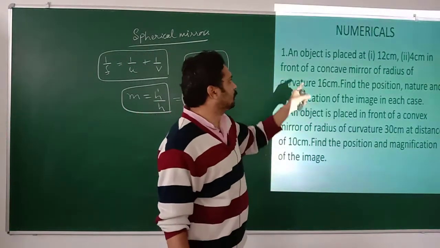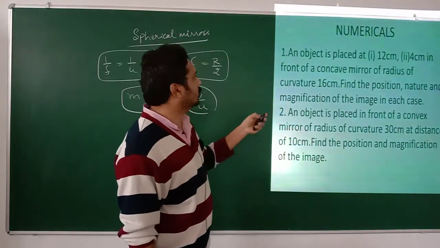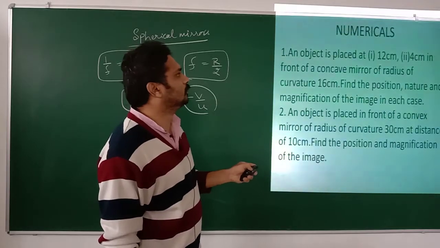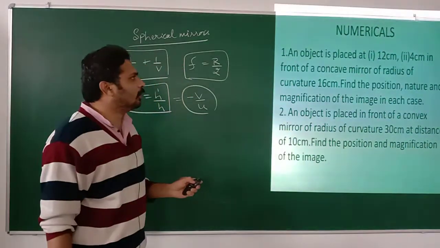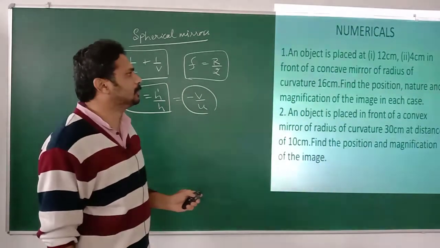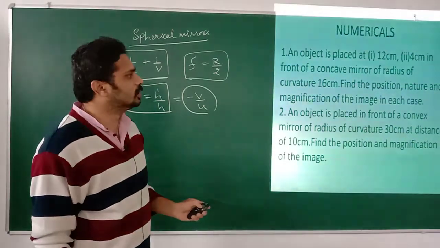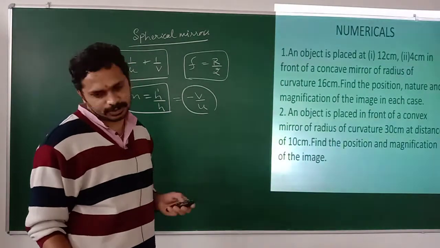To discuss, the first numerical is: an object is placed at, sub question 1, 12 centimeter, sub question 2, 4 centimeter in front of a concave mirror of radius of curvature 16 centimeter. Find the position, nature and magnification of the image in each case.